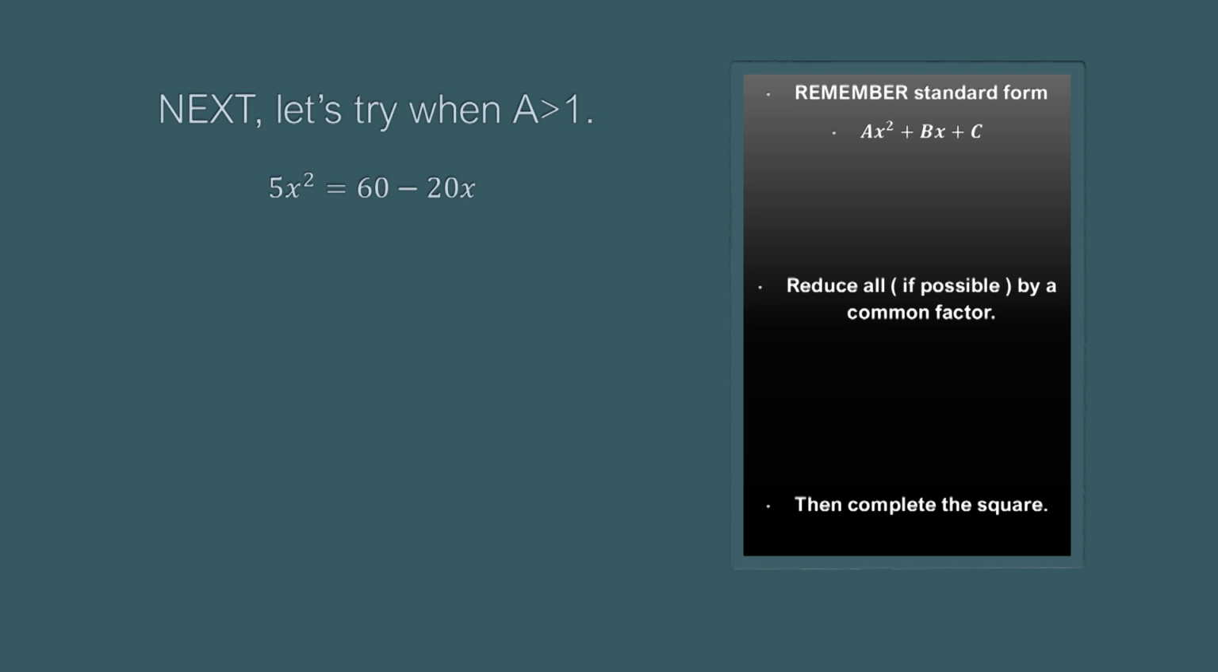So first, I've got to get that in my standard form. So I have 5x squared equals 60 minus 20x. I need to get it in ax squared plus bx plus c, so I'm going to move everything over. So that means I'm going to have 5x squared plus 20x plus 60 equals 0.